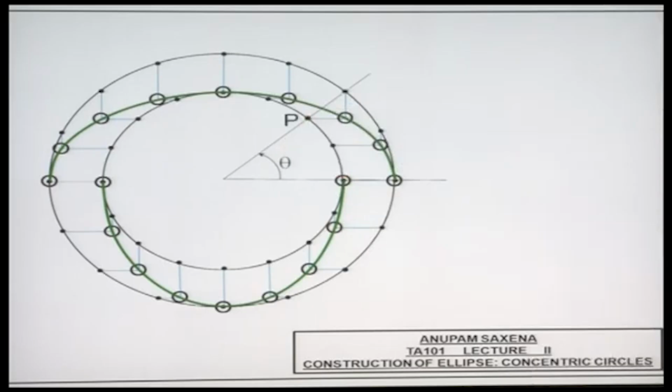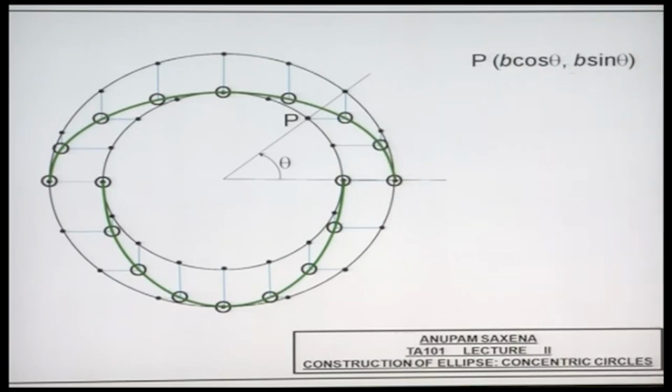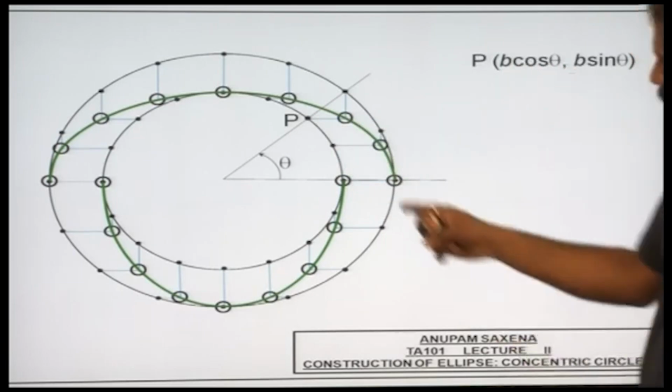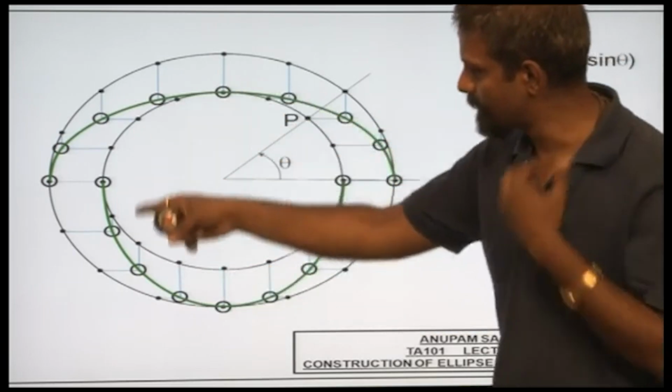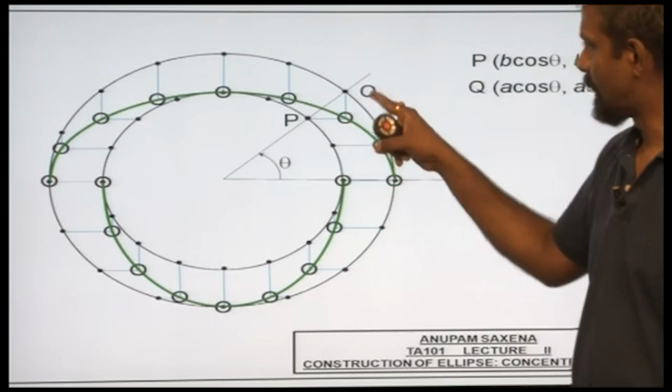Let this point be P, and the coordinates of P would be B cosine of theta and B sin of theta, where B is the radius of the inner circle. Likewise, point over here Q will have coordinates A cosine of theta, A sin of theta, where A is the radius of the outer circle.